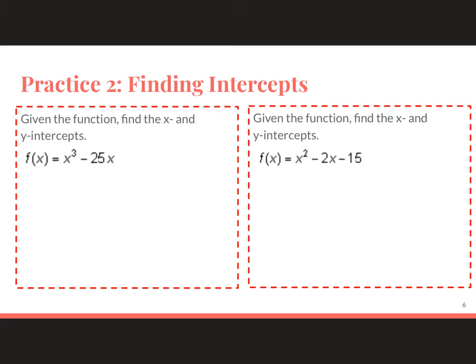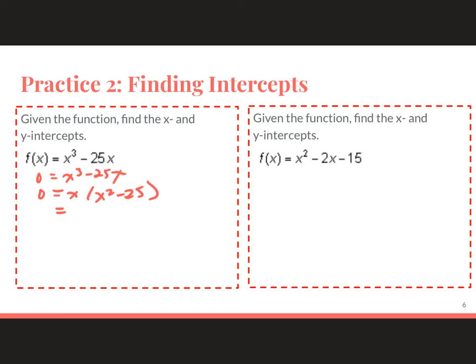All right, so same kind of thing as before, right? We're going to solve for x. So that means that we have to set f of x equal to 0 in order to find our x-intercept. So this is going to be 0 equals x to the third minus 25x, right, in order to find our x-intercept. And then I see that I have a common term x, so I'm going to factor that out. x squared minus 25 equals 0.